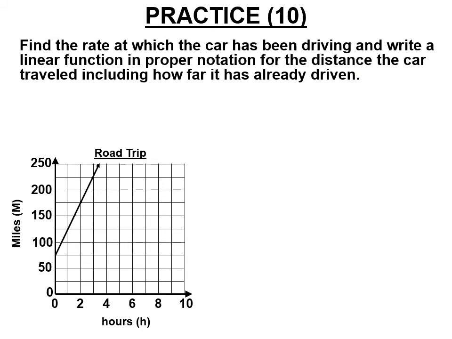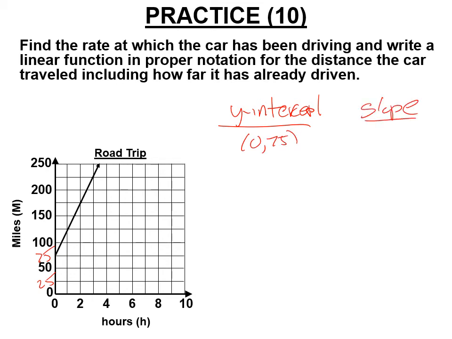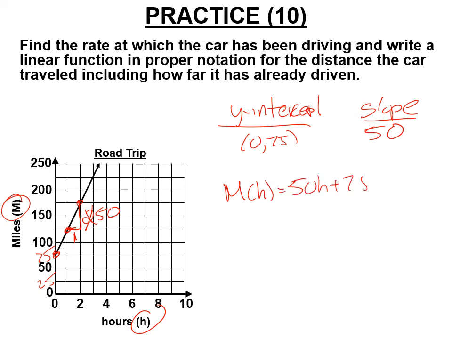Okay, we're practicing. Find our y-intercept. So each box is worth 25 here, so our y-intercept is (0, 75). Find our slope. So looks like that. Run is 1. The rise is not 2. 2 boxes is worth 50. So the slope is 50. So what does that mean? The car is going 50 miles per hour. That's what it means. It says to use M and H. So you're going to do M of H equals 50H plus 75.